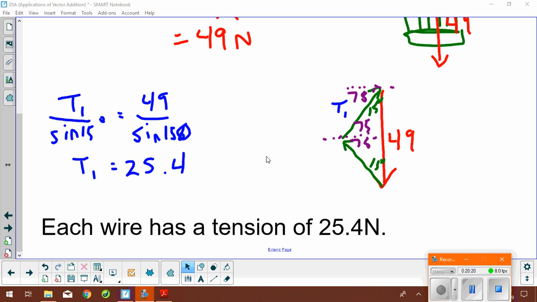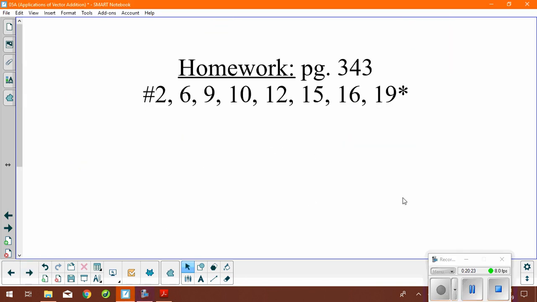So that's it for now. Just the practice work. On page 343, there's 8 questions that you can work on to practice setting up these diagrams and solving for missing information.